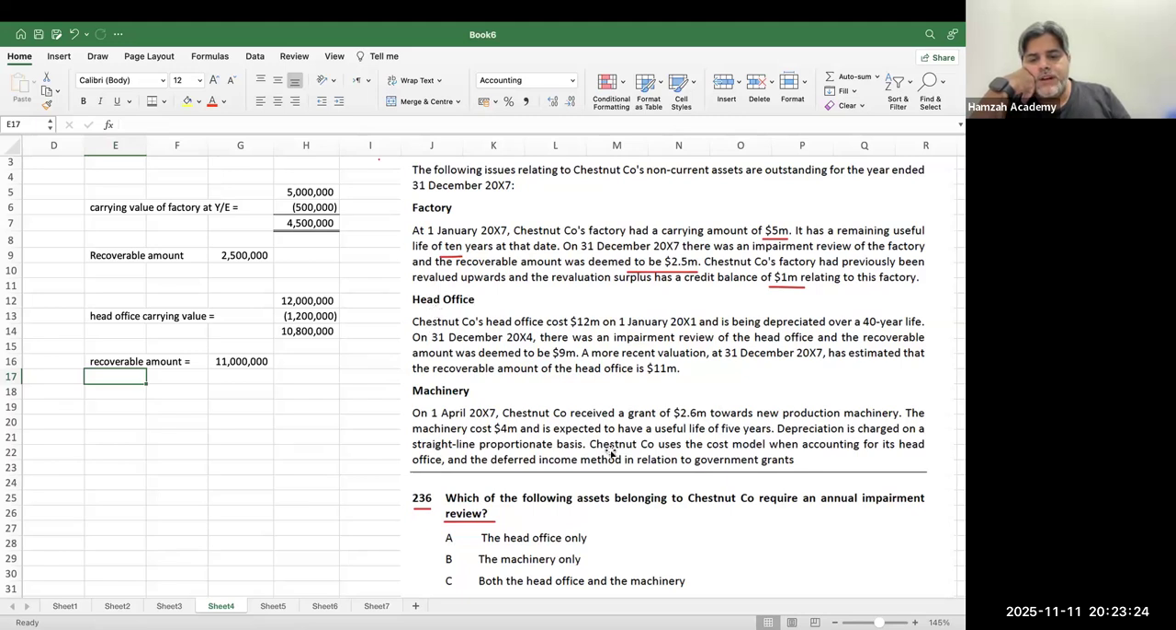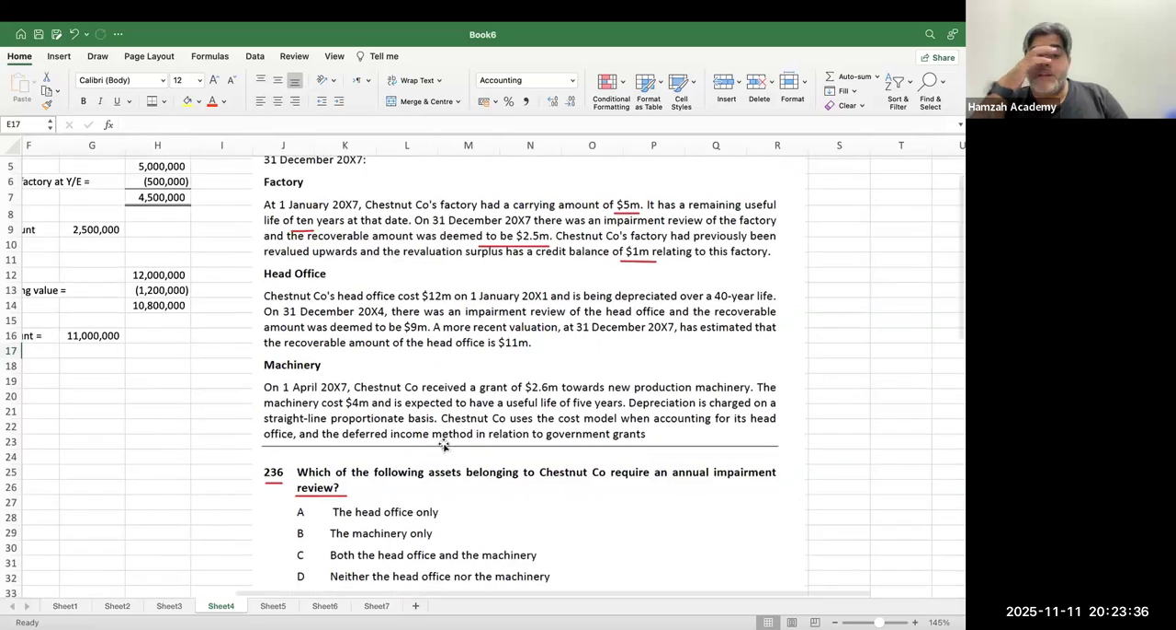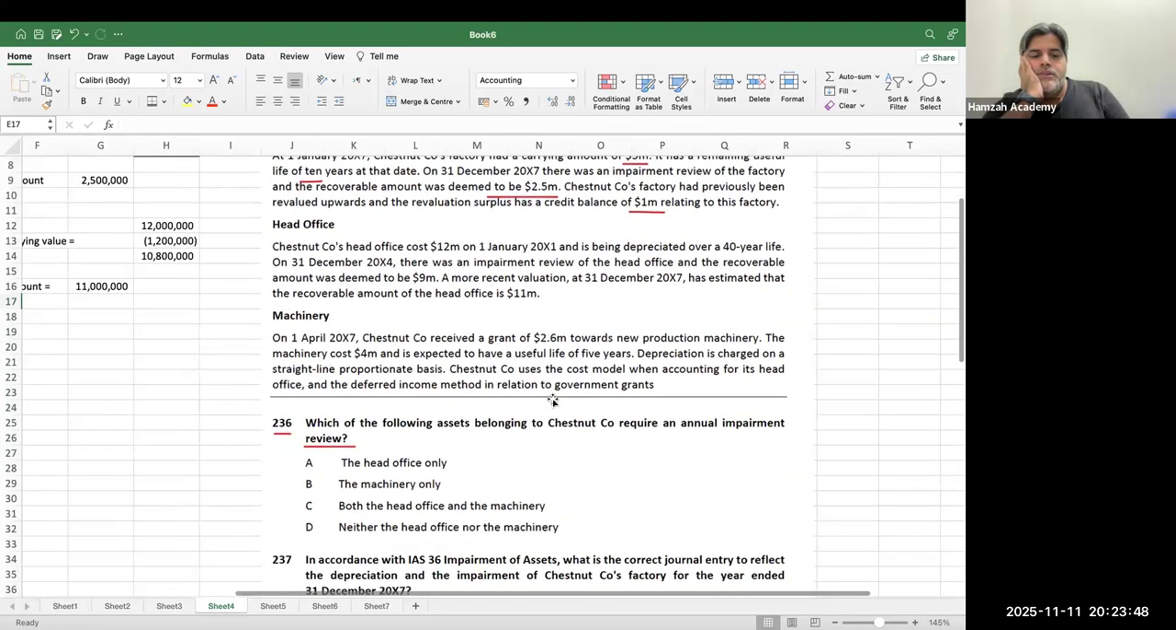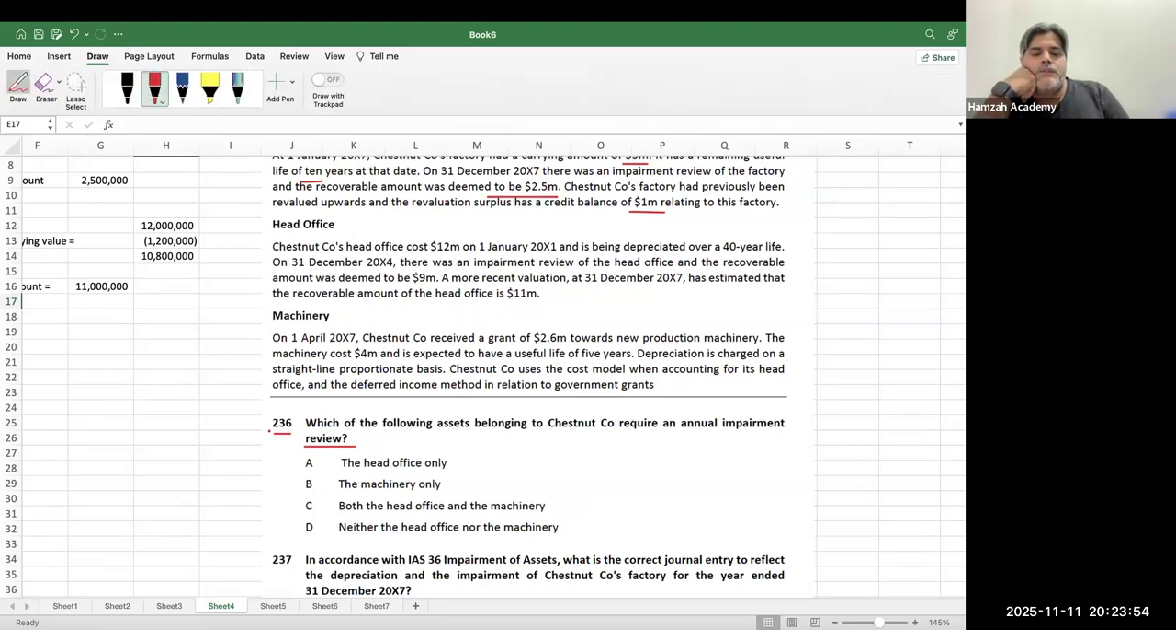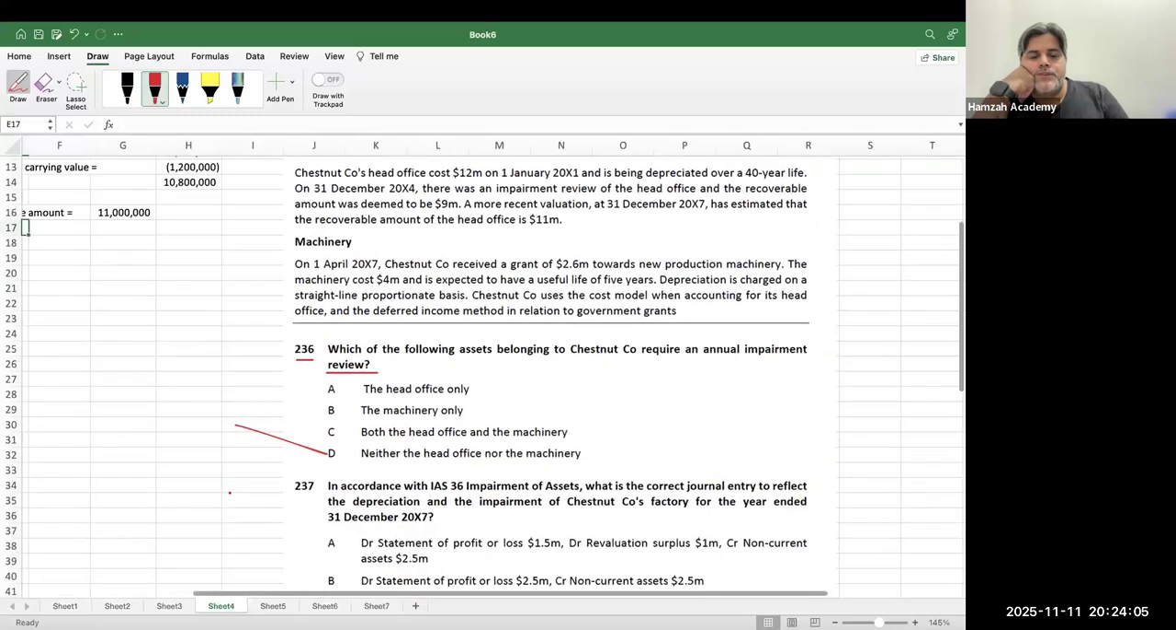Then the machinery received a grant of 2.6 million towards the new production machinery. The machinery cost 4 million, expected to be used for 5 years. Depreciation is charged on a straight-line basis. Chestnut Company uses the cost model when accounting for its head office and the deferred income related to the government grant. So what if it received a grant? Which of the following assets belonging to Chestnut require an annual impairment review? Head office, machinery. Neither the head office nor the machinery. There is no issue with them, so we are not going to do anything.